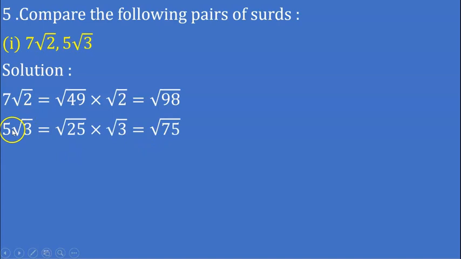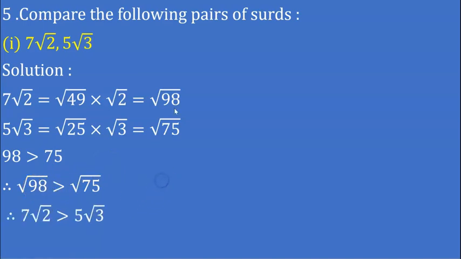Next, 5 root 3. Again, 5 can be written as root of 25 into root 3. Both of them have the same order. Therefore, root of 25 into 3 means root of 75. Now here 98 is greater than 75 and hence root of 98 is greater than root of 75. But root of 98 means 7 root 2, and hence 7 root 2 is greater than 5 root 3.